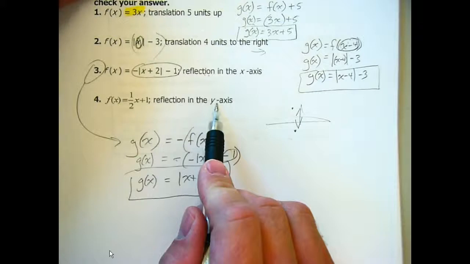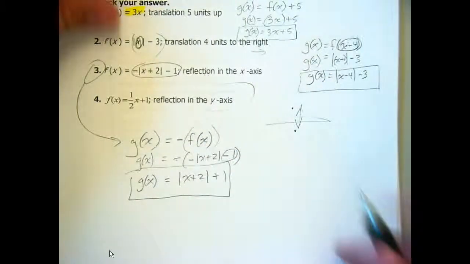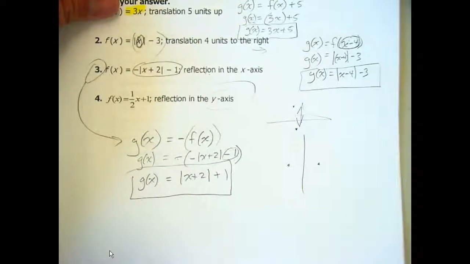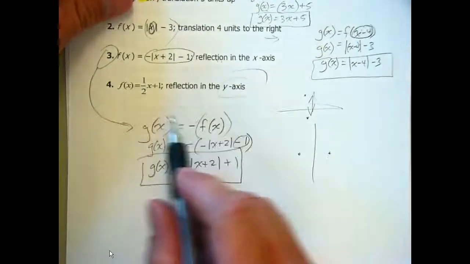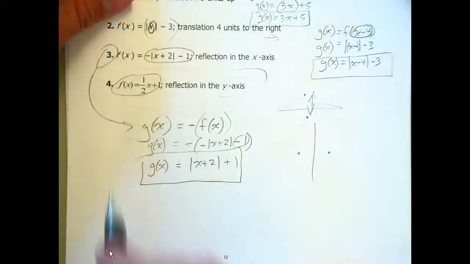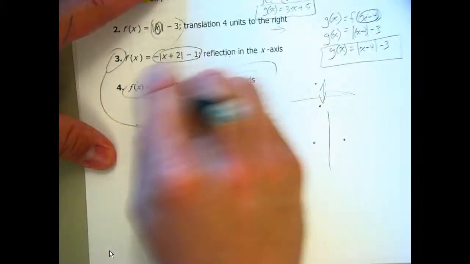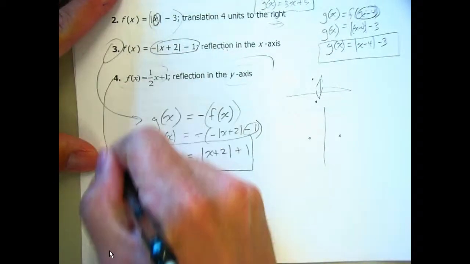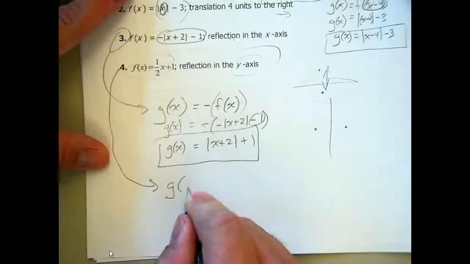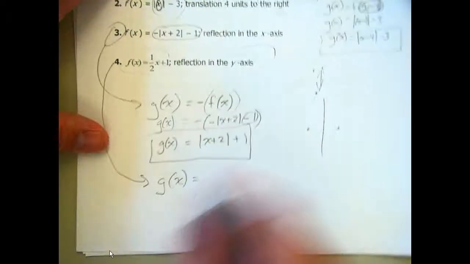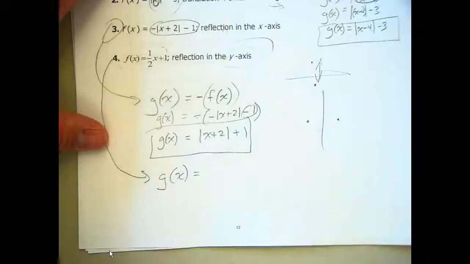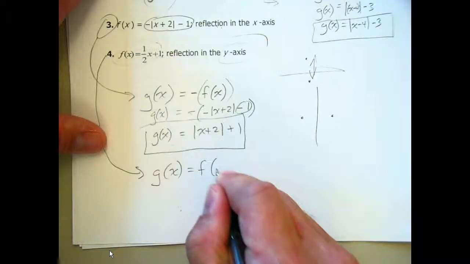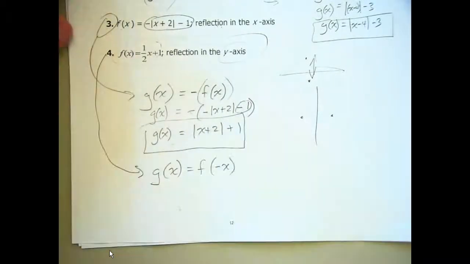Okay, reflection in the y-axis. So I have the y-axis now, and I'm reflecting over. Am I changing x or y's? Changing x's. So g of x is equal to, does it happen inside or outside? Inside, because we're changing our x. So it's f of negative x.